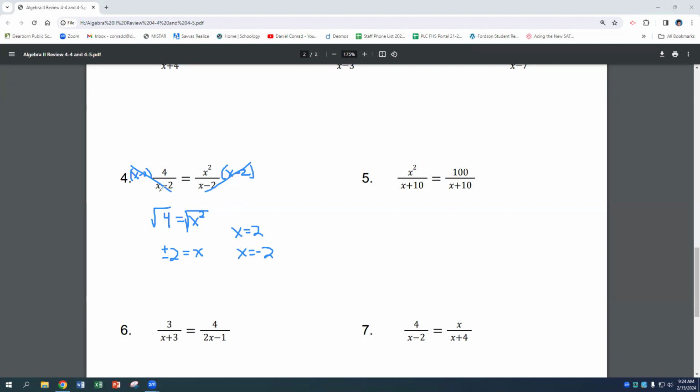Okay, but if I look up, I have x minus 2 in my denominator. So if I substitute in a 2, 2 minus 2 is going to give me 0, right? I can't have a 0 in the denominator. So 2 doesn't work. My only solution is x equals negative 2. If I substitute in a negative 2, I get negative 2 minus 2, which is negative 4. So that works.